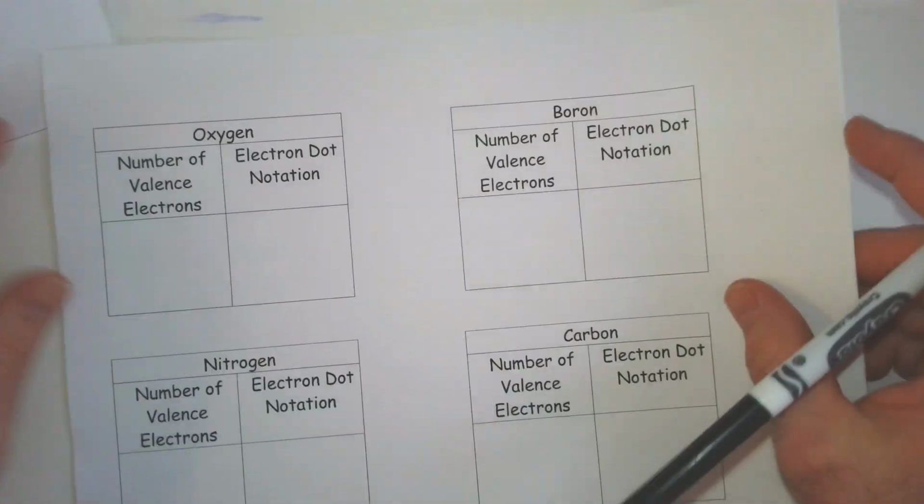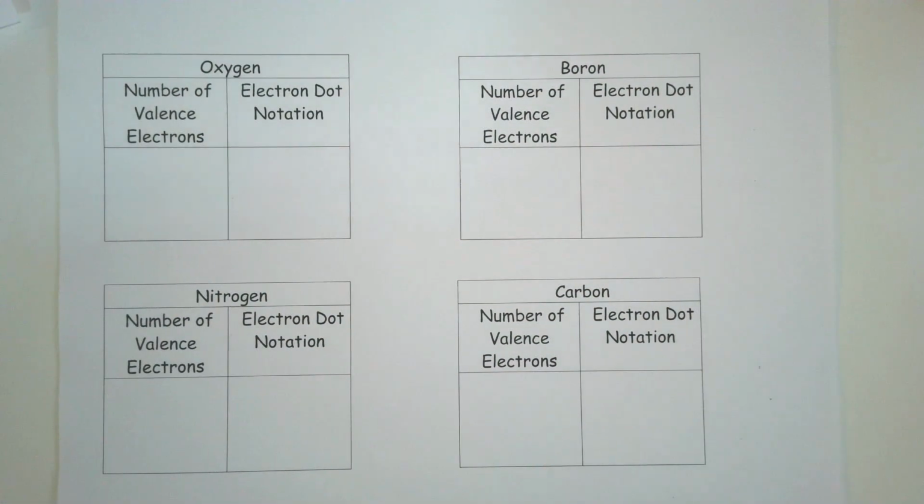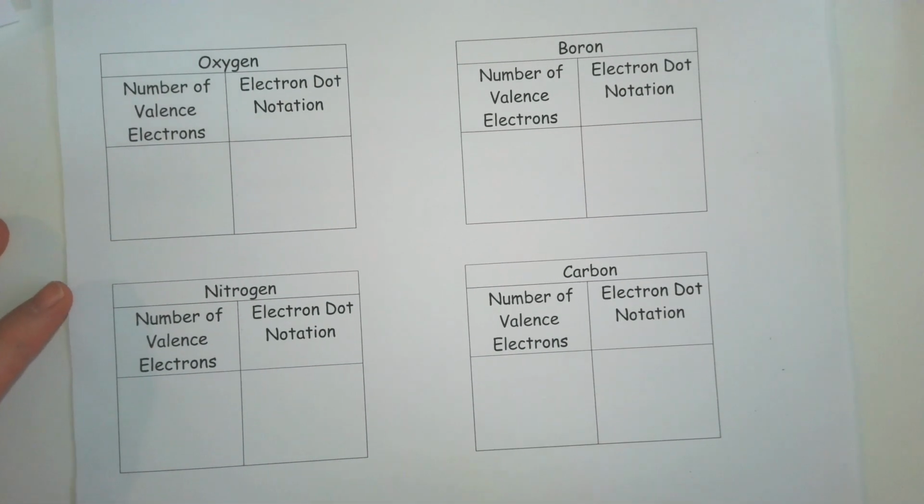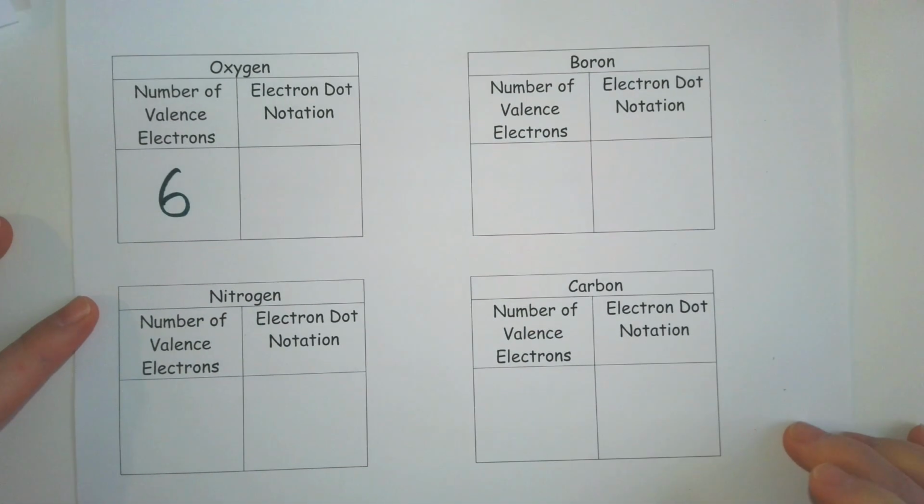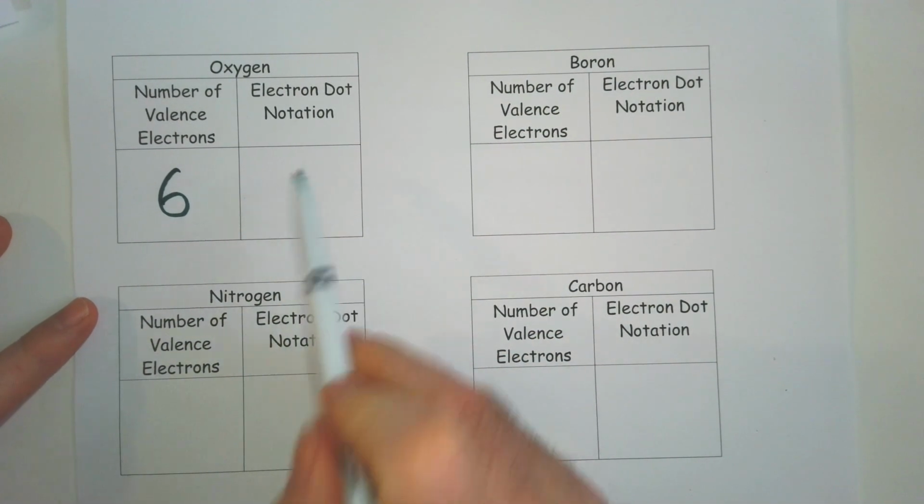So we have oxygen right here. Oxygen, if you look at the periodic table, it's a group 16 element. So it is going to have 6 valence electrons. So I'm just going to say 6 right here. Now the electron dot notation is what we're going to do here.